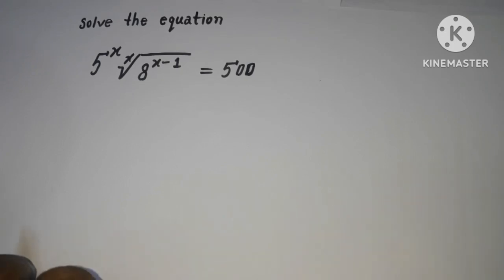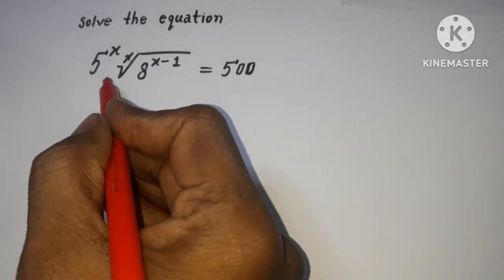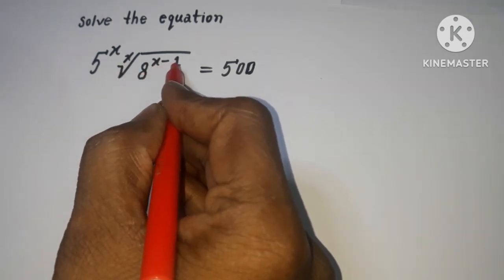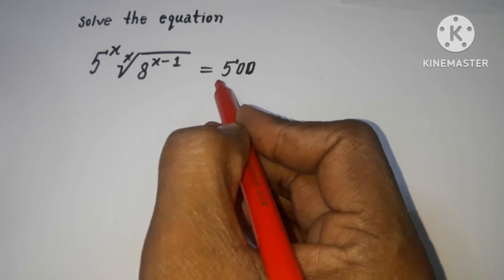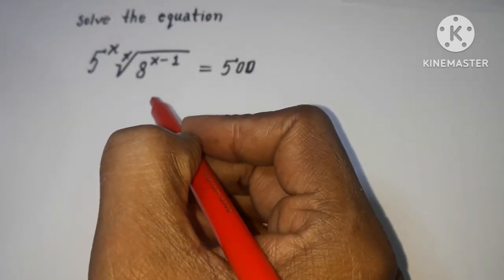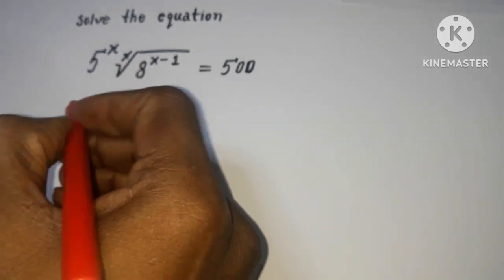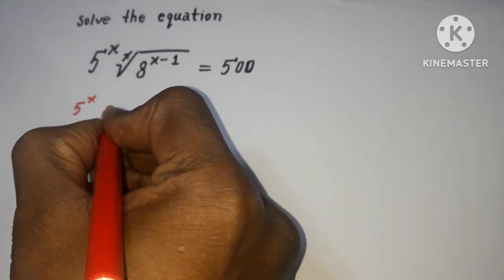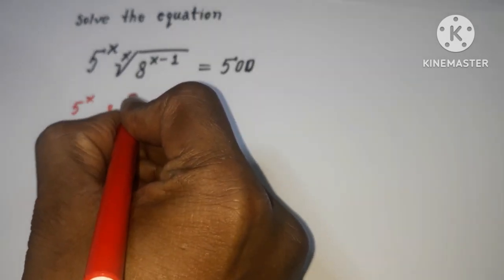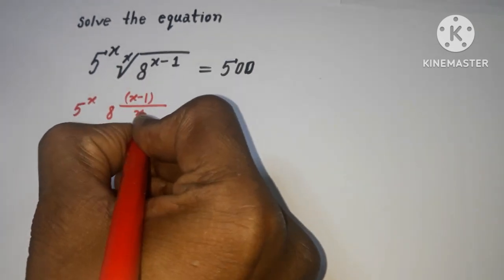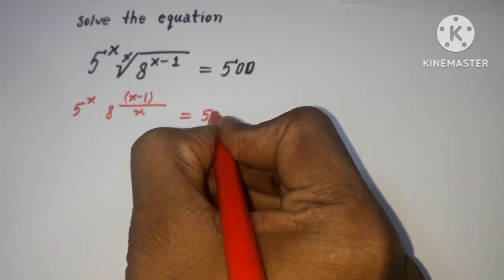Today we have this question on your screen: 5 to the power x root under x, 8 power x minus 1, equal to 500. So we have to calculate the value for x. So how can we calculate? Here we can write this in this form: 5 to the power x, and 8 to the power x minus 1, all divided by x, that is equal to 500.